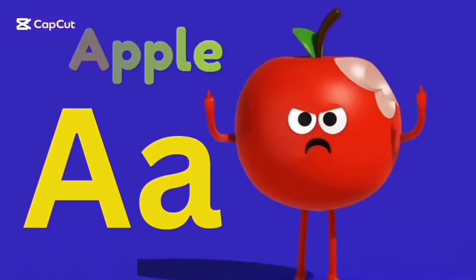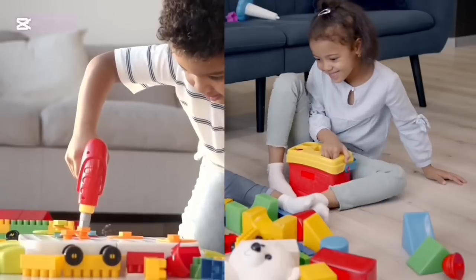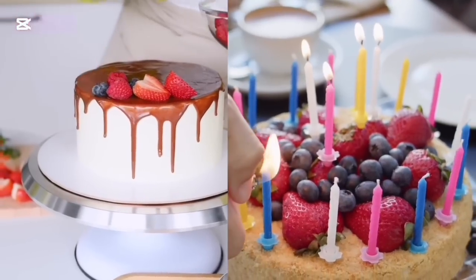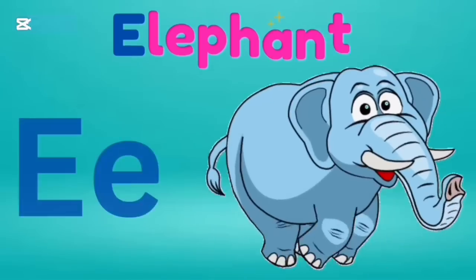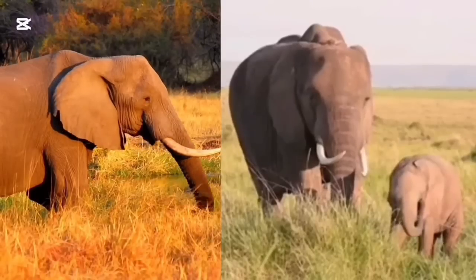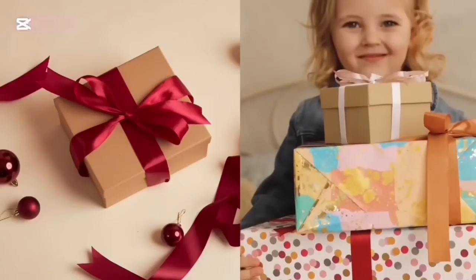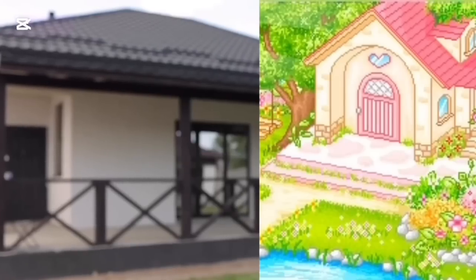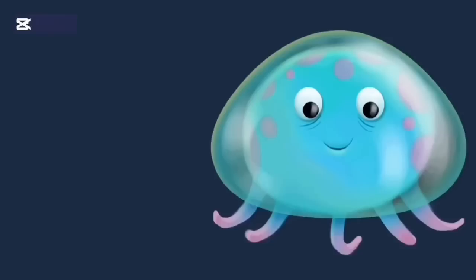A for apple. Apple. B for blocks. Blocks. C for cake. Cake. D for dog. Dog. E for elephant. Elephant. F for fish. Fish. G for gift. Gift. H for house. House. I for insect. Insect.